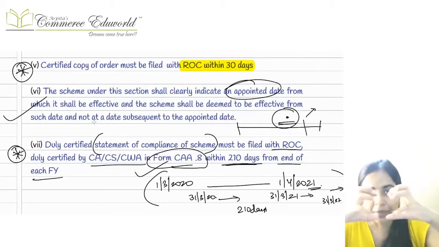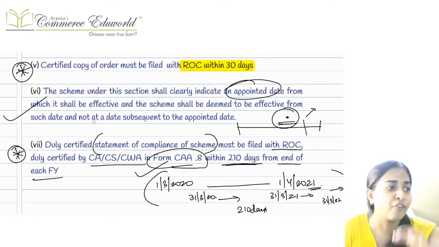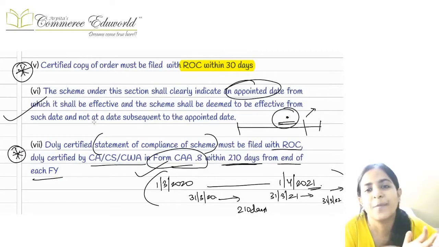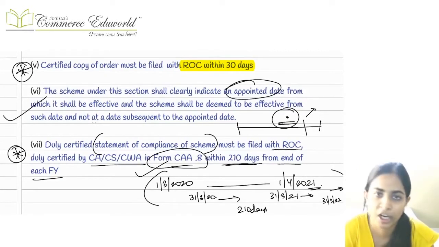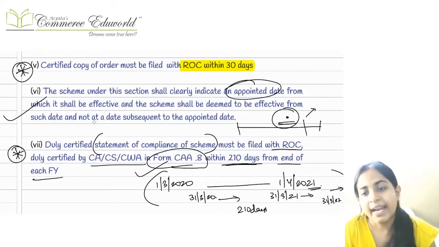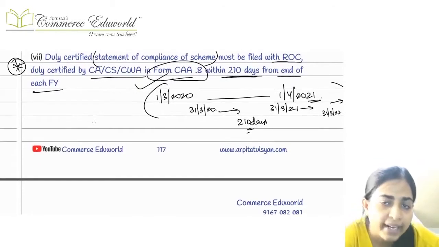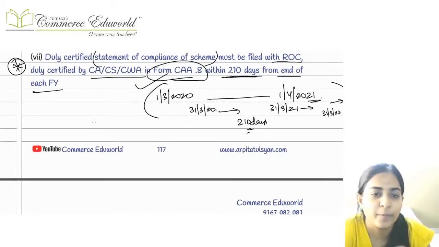See, amalgamation or merger is a big process. So we cannot write a range of dates, that from 1st April to 31st March the amalgamation was done. We have to choose a specific date. We have to decide a specific date that yes, on this particular date my merger or amalgamation was done. Right, and then every year till this entire scheme is implemented, every year within a period of 210 days from the end of the year.